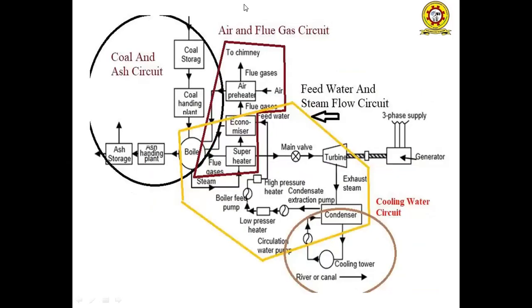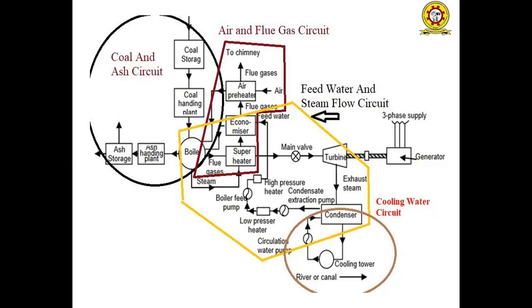As we previously discussed, there are four circuits: the coal and ash circuit, the air and flue gas circuit, the feed water and steam flow circuit, and the cooling water circuit. So these are the four circuits.